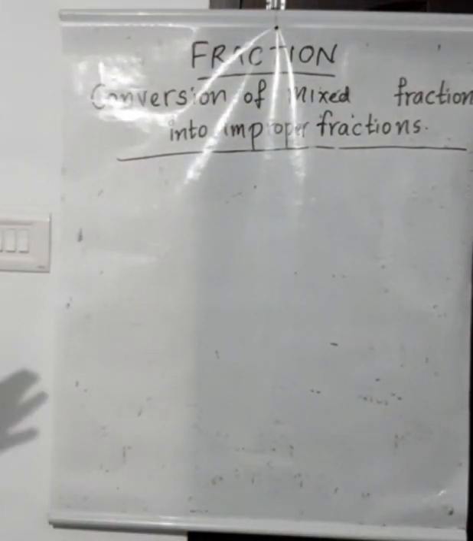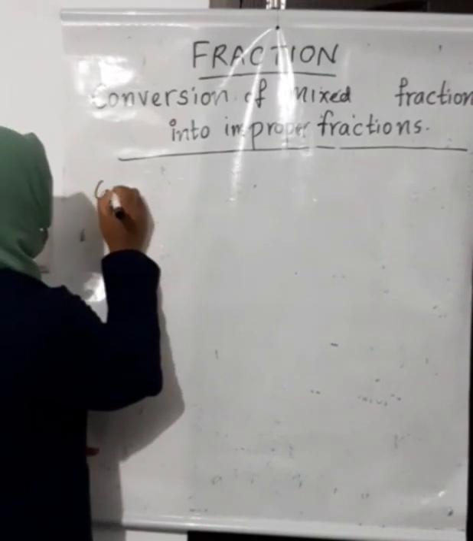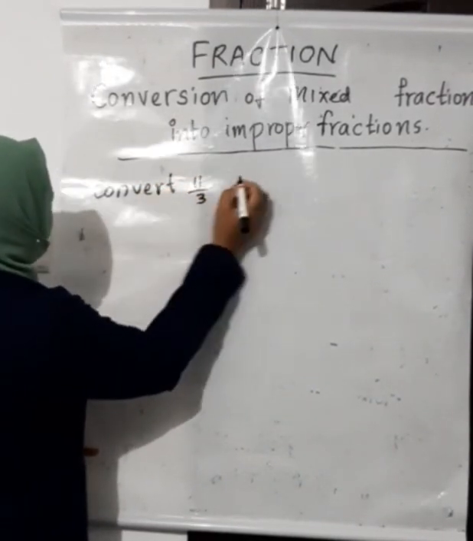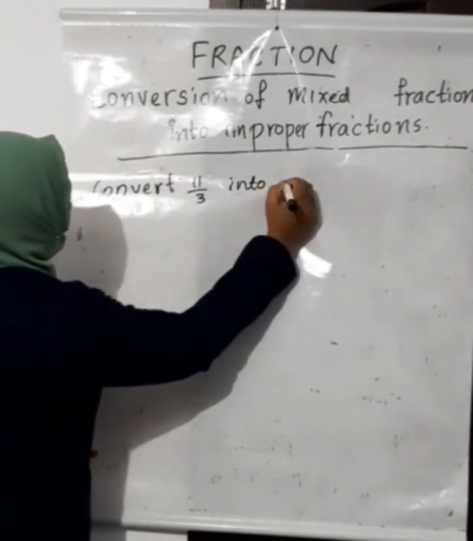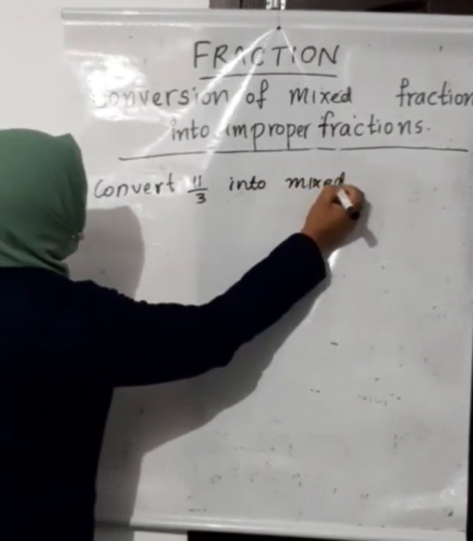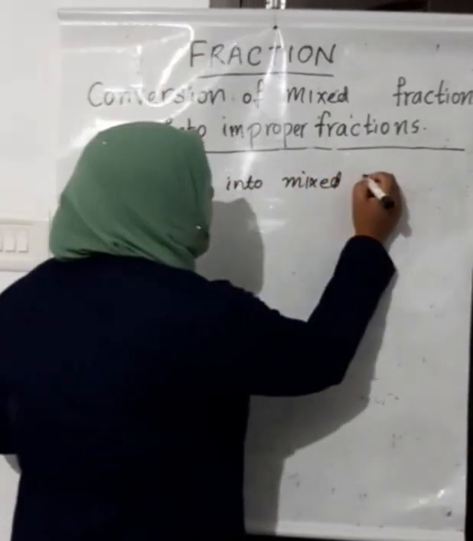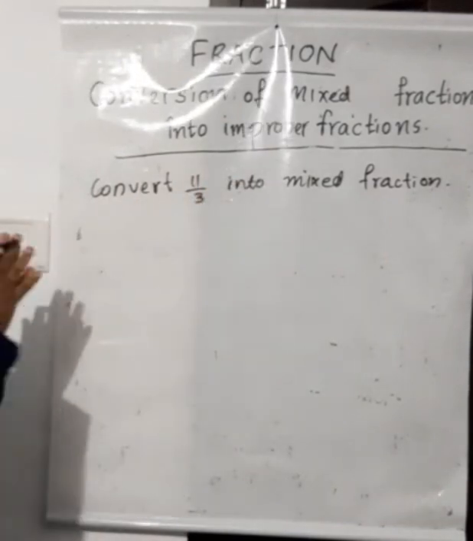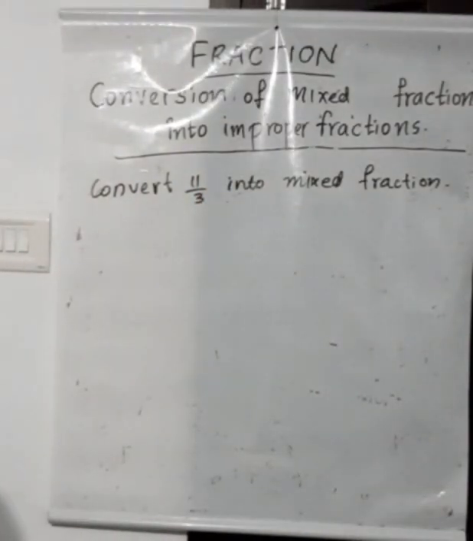For example, you have to convert 11 by 3 into a mixed fraction. How will you convert 11 by 3 into a mixed fraction? What did you do there in the last class? Yes, you should divide the numerator by the given denominator.